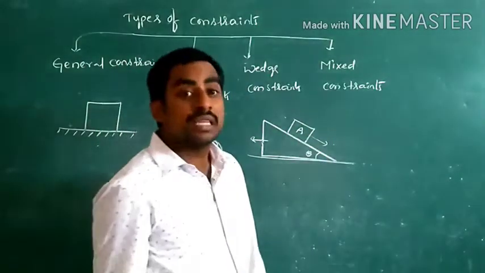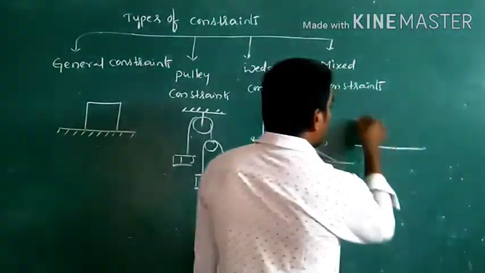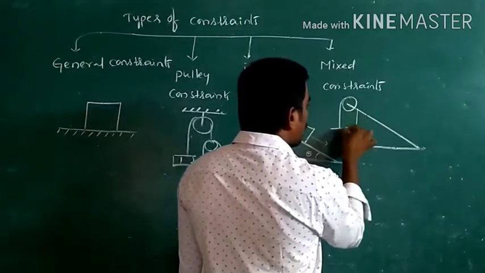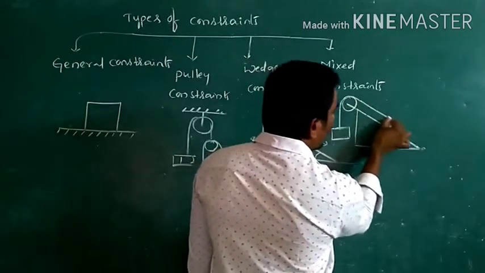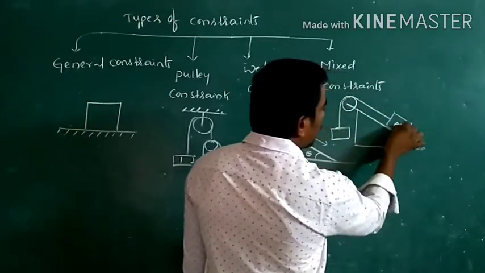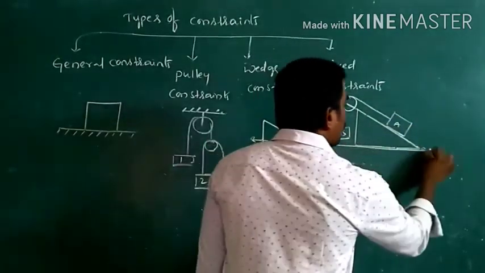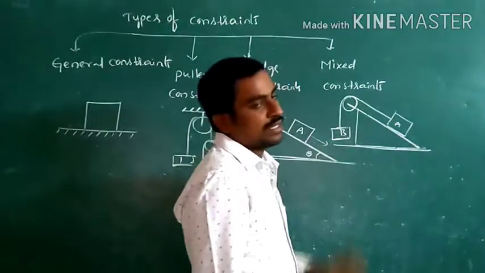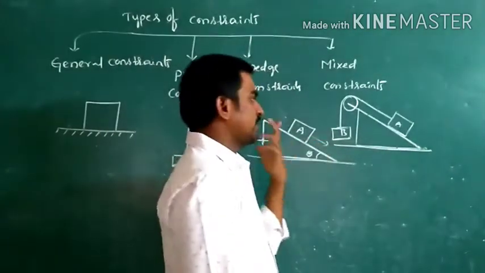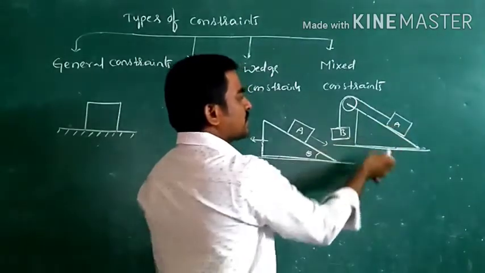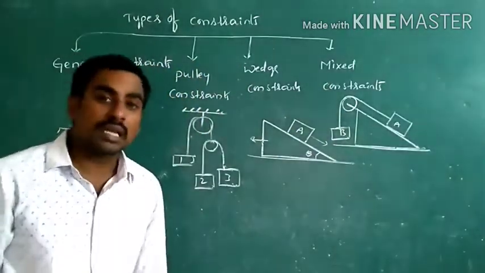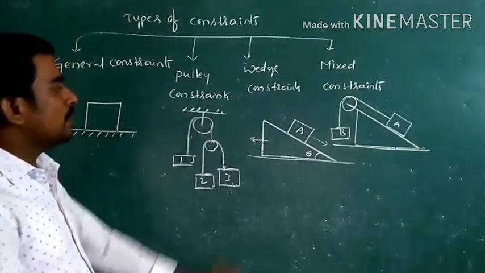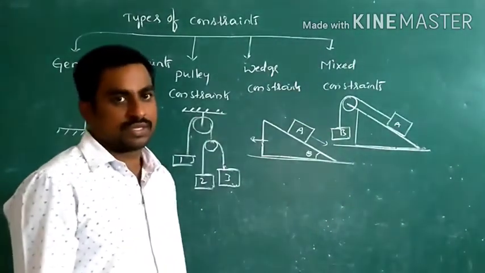Next one is mixed constraints. Mixed constraints is nothing but a wedge, and now we are going to arrange one pulley. Over the pulley we are going to keep one body here, and one more body here. So block A and block B. Now if there is no friction, maybe the wedge moves backward if the block moves downward. So these pulleys, inclined planes and wedges are all mixed. That's why it is called mixed constraints. So constraints are classified into 4 types: general constraints, pulley constraints, wedge constraints, and mixed constraints.